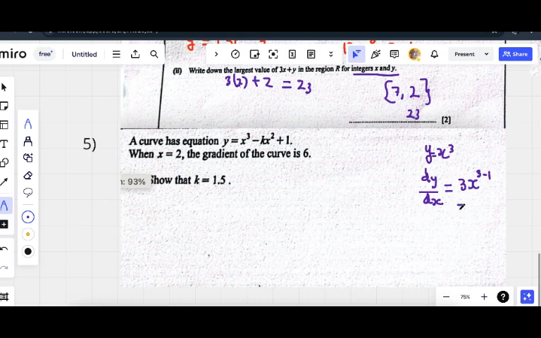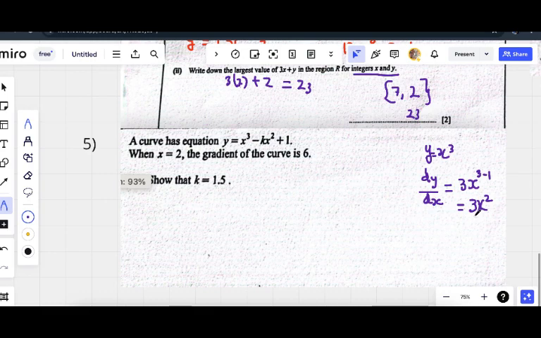So this one becomes what? 3x squared. Because you have 3x, and 3 minus 1 becomes 2, so the power here is 2. So this is how to do basic differentiation. We're going to use the knowledge of differentiation to solve this problem. Maybe in our next class, we take a differentiation course.